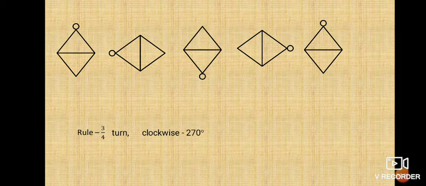If you take the turn in anti-clockwise direction, it means it will go 1 by 4. Then again it is coming down 1 by 4. Again it is going up 1 by 4. Again it has gone up 1 by 4. So if you think of anti-clockwise direction, the rule is 1 by 4 turn. Anti-clockwise 1 by 4 turn.